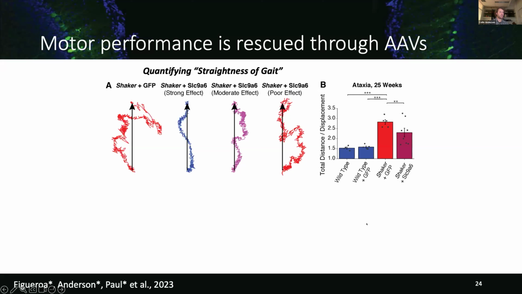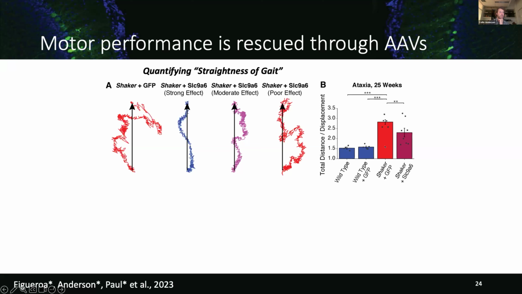Across all this work, we have 4 different groups. As a reminder, we're quantifying straightness of gait here, so you can see a few representative traces. What I've shown first is just the ataxia at 25 weeks of age. This is actually statistically the most conservative time point of this study. It's the last time point, and the one where the stats are actually the weakest. But still, we have a very significant reduction in ataxia between shaker rats administered a control vector that's just an L7 GFP, and those administered the SLC9A6 GFP vector.